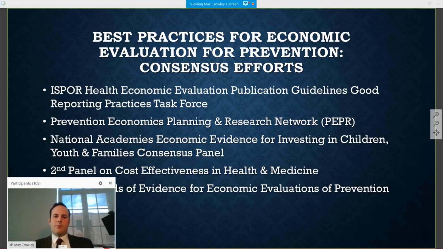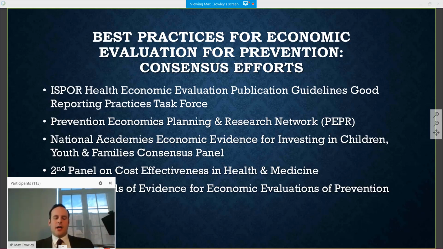But largely, previous to the work over the last decade, there was arguably a lot of fragmentation in the methodology for conducting economic evaluations, particularly of prevention programs where you're looking over long periods of time. As a result, researchers in this area have been focused increasingly on how do we develop consensus around these best practices. So a number of these are listed here.